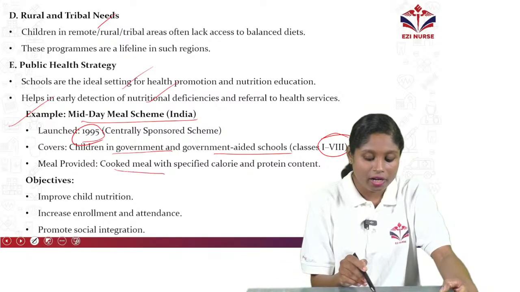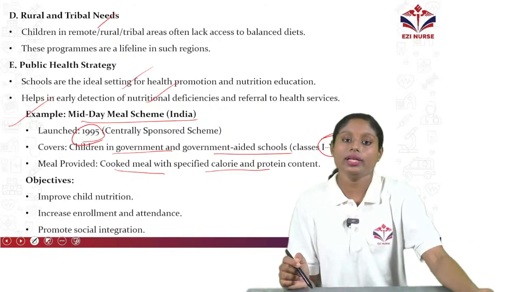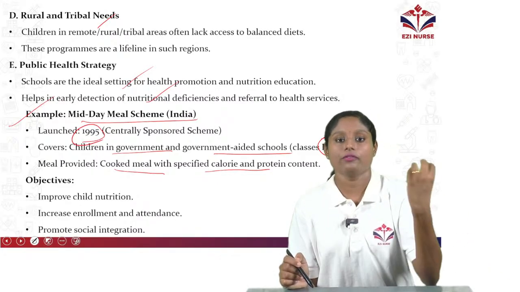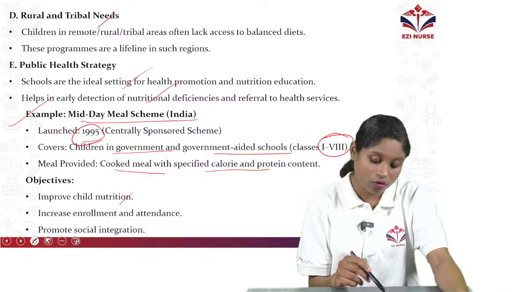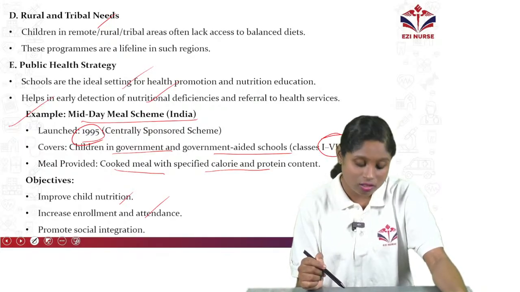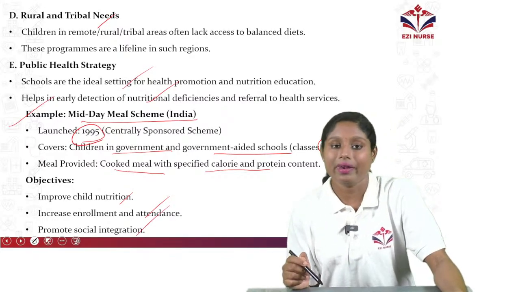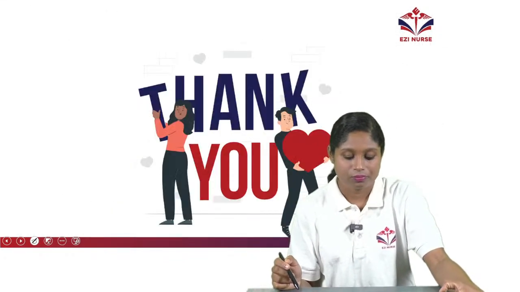What is the meal prepared? Cooked meal with specified calorie and protein content. So it should be a cooked meal with specified calorie and protein content. So what is the objective? To improve child nutrition, to increase enrollment and attendance in the school, to promote social integration. So this is the example and these are the uses.